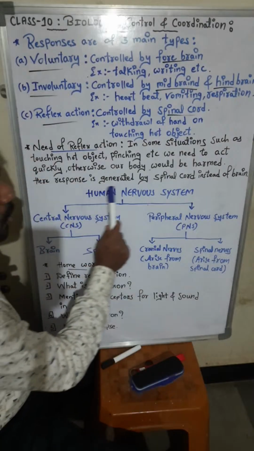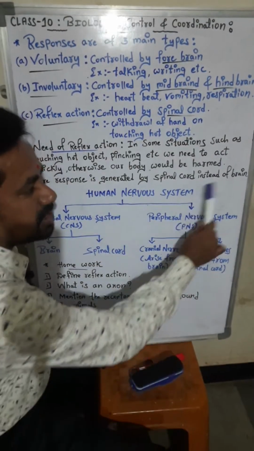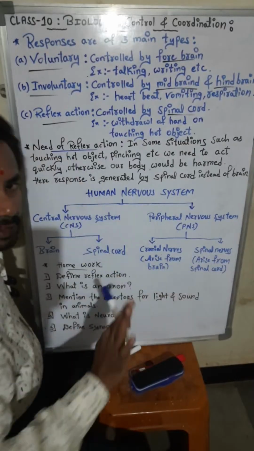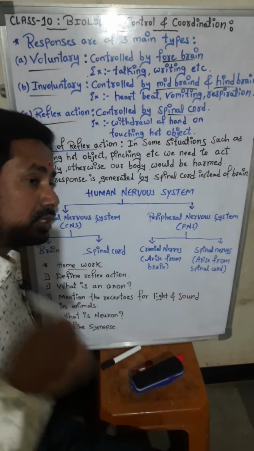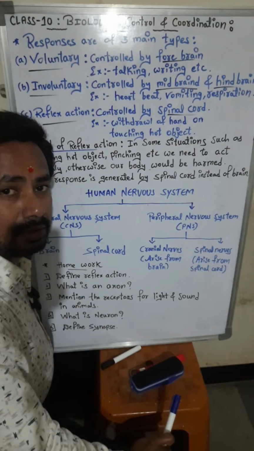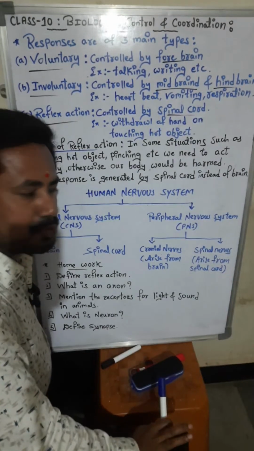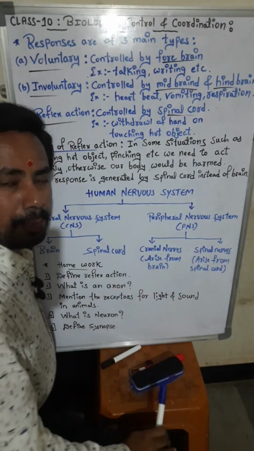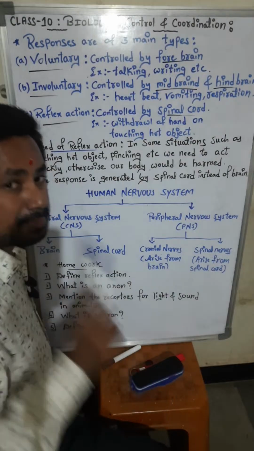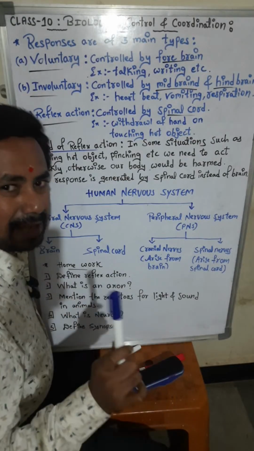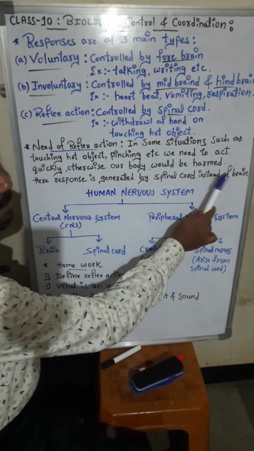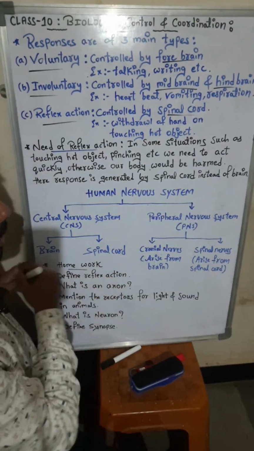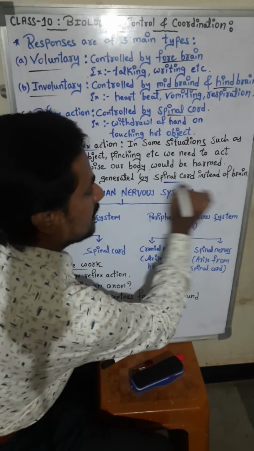Here the response is generated by the spinal cord instead of the brain. So in reflex action, the brain will not work. Afterwards, the message will go to the brain: oh, I touched the hot object, I have removed my hand. But at that time, the quick response is done by whom? The spinal cord instead of the brain. Instead means what?